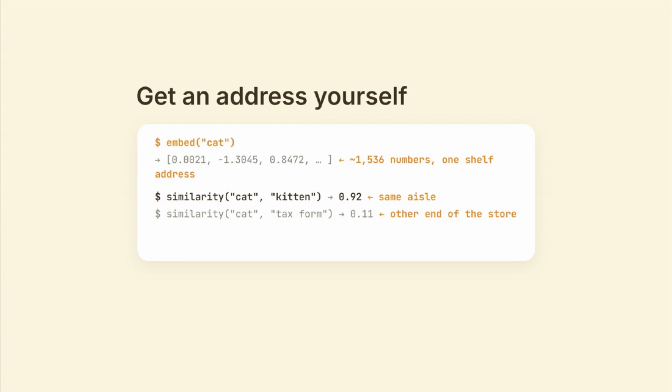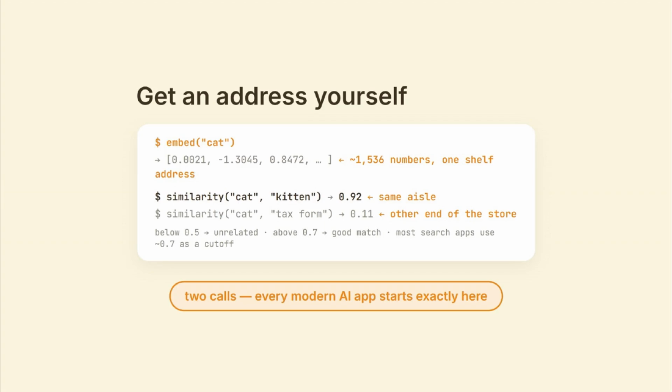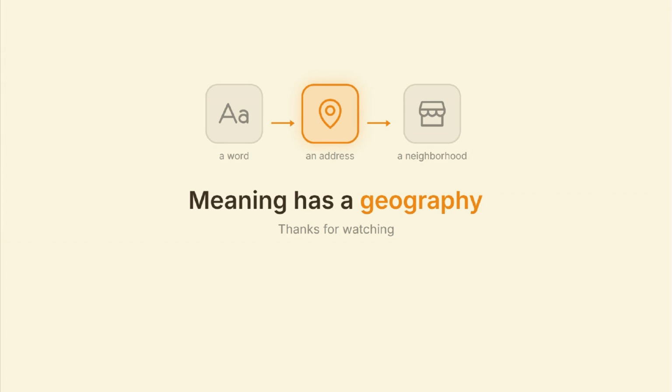Cat and tax form, 0.11, other end of the store. Below 0.5, things start feeling unrelated. Above 0.7 is usually a good match. Most search apps use around 0.7 as a cutoff. That's it. 2 calls. Every semantic search, every recommender, every chat with your docs app you've ever used starts exactly here.